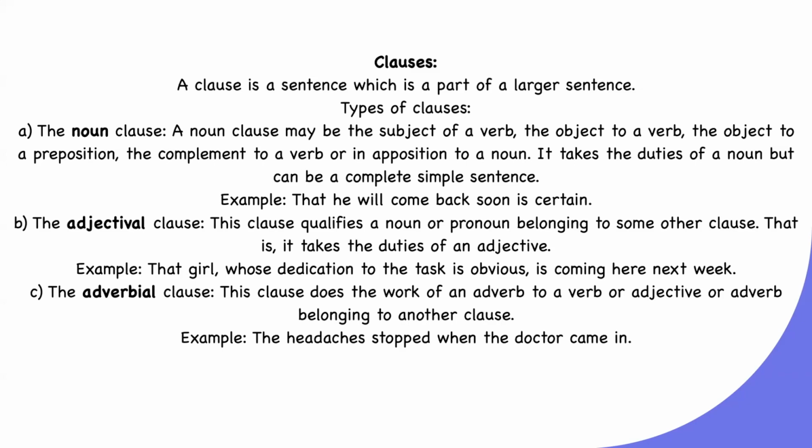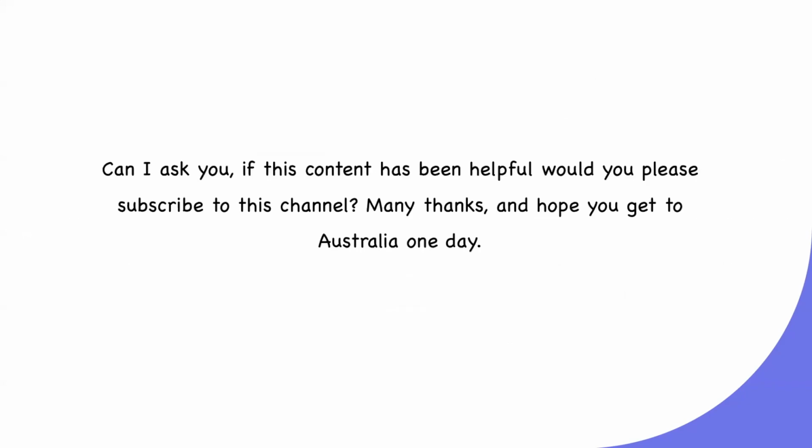The adjectival clause qualifies a noun or pronoun belonging to some other clause. That is, it takes the duties of an adjective. That girl, whose dedication to the task is obvious, is coming here next week. The adverbial clause does the work of an adverb to a verb or adjective or adverb belonging to another clause. For example, the headache stopped when the doctor came in.